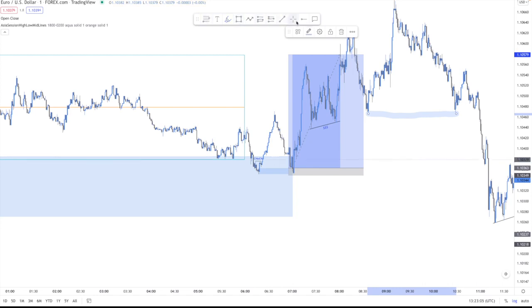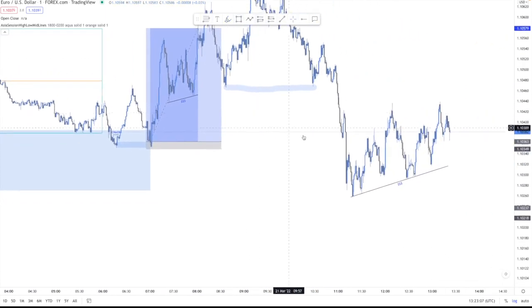Okay, now if we just keep looking as well, you can see here there's trend line liquidity. Now this is actually live, so we haven't taken this liquidity yet, but if you're looking at this area, you could expect the price to come back down, taking this liquidity, and most of the time it probably will.